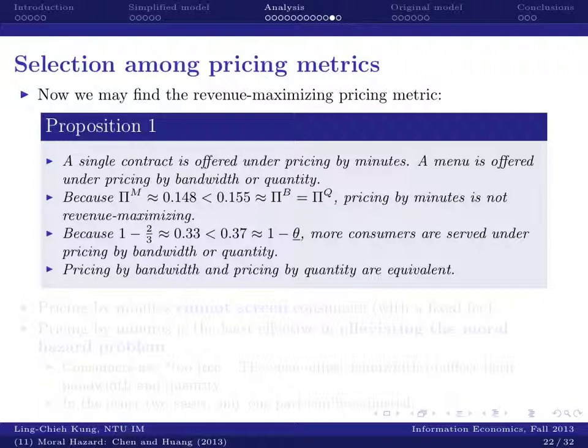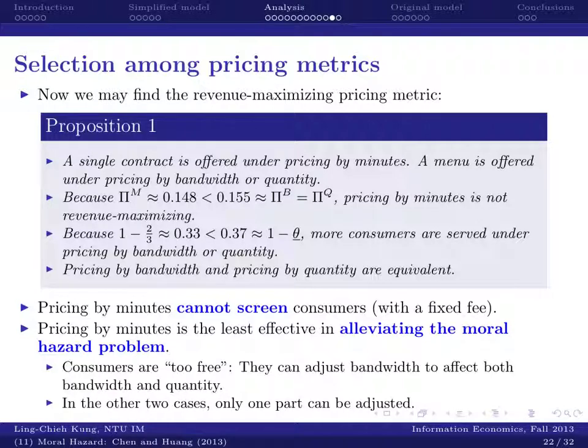Also, if we compare the demand, which depends on 2/3 and the theta lower bar, we can see that more consumers are served under pricing by bandwidth or quantity. And afterwards, we see that pricing by bandwidth and pricing by quantity are just equivalent, or I should say they are just identical, right? So these are some insights we found in solving our simplified model. In particular, you may choose either pricing by bandwidth or pricing by quantity because they are optimal.